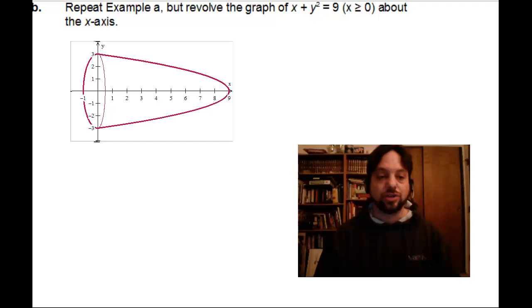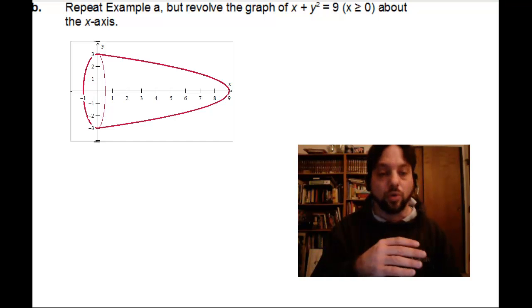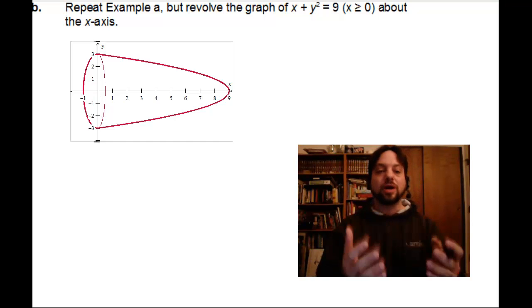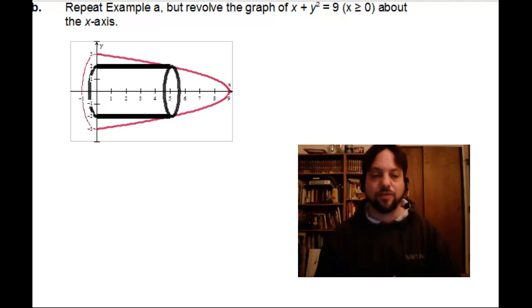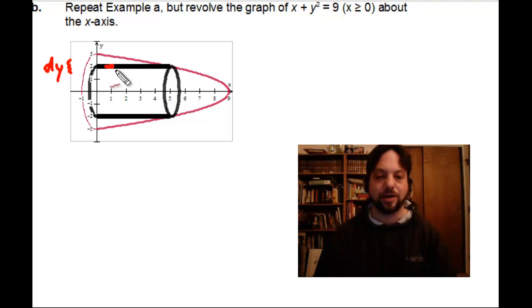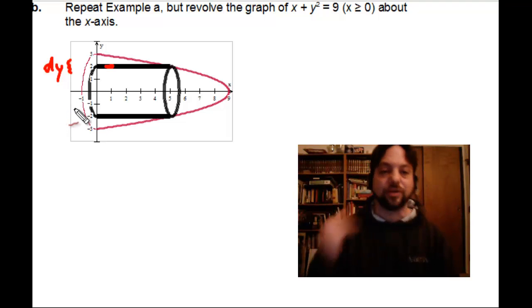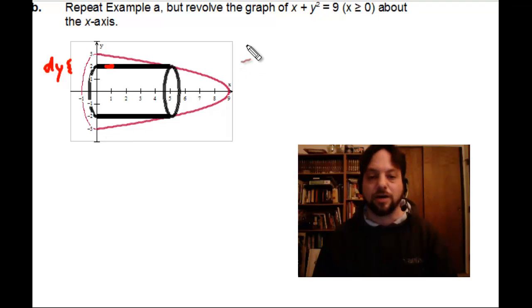Now, the first thing we should do to determine whether we're dealing with an x or y kind of problem here is to draw a representative cylindrical shell. And so, I've done that for you right there. Now we can take a look at it and say, well, the width of this cylindrical shell is a dy kind of situation here. The width is simply the width of this black line here. Alright, so we are dealing with y's. That means that our radius, our height, everything in this problem must be in terms of y.